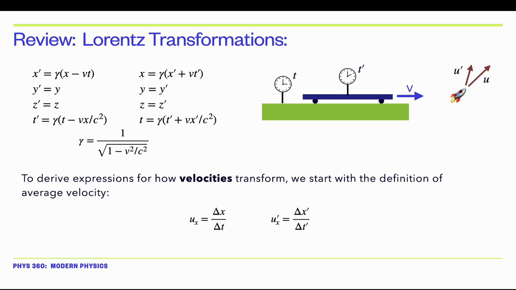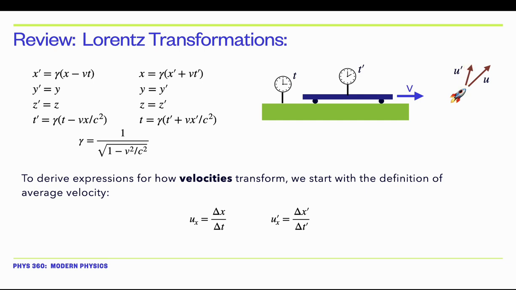We want to now derive expressions for how velocities transform when we're in two different reference frames. So we imagine here's the ground frame, we'll call this the O frame. Here's the moving platform, we'll call this the O prime frame. And then there are two observers, and they're each watching a third object move through space. So the person on the ground frame will see that this object has a velocity u. The person on the moving platform will see it has a velocity u prime.